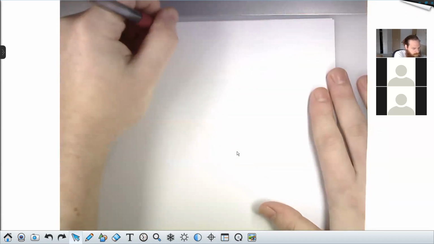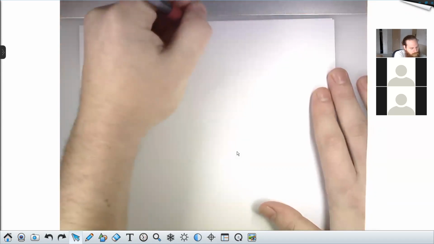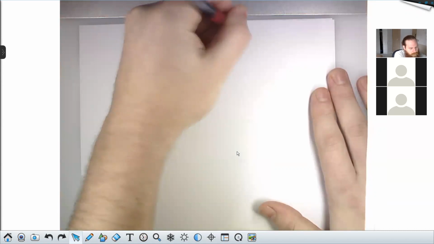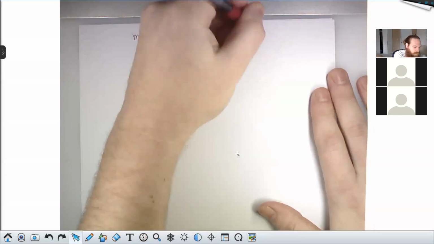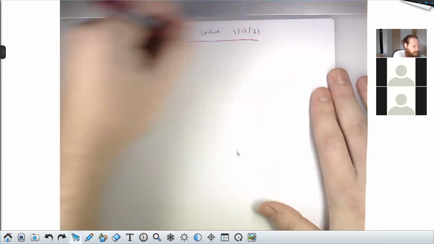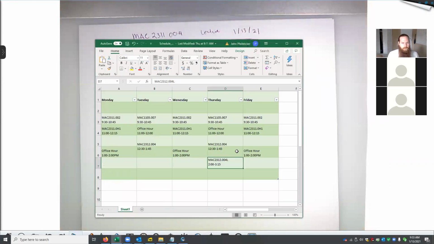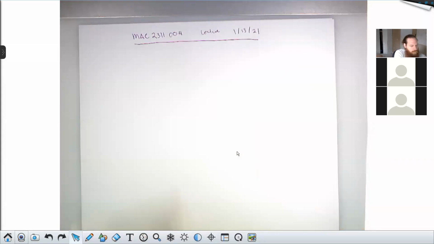This is section 004. Today's a lecture. It is the 13th. Makes me think I put the wrong date there. Did I put the wrong date in that announcement? Oh, no, it's 002. I knew something was wrong.